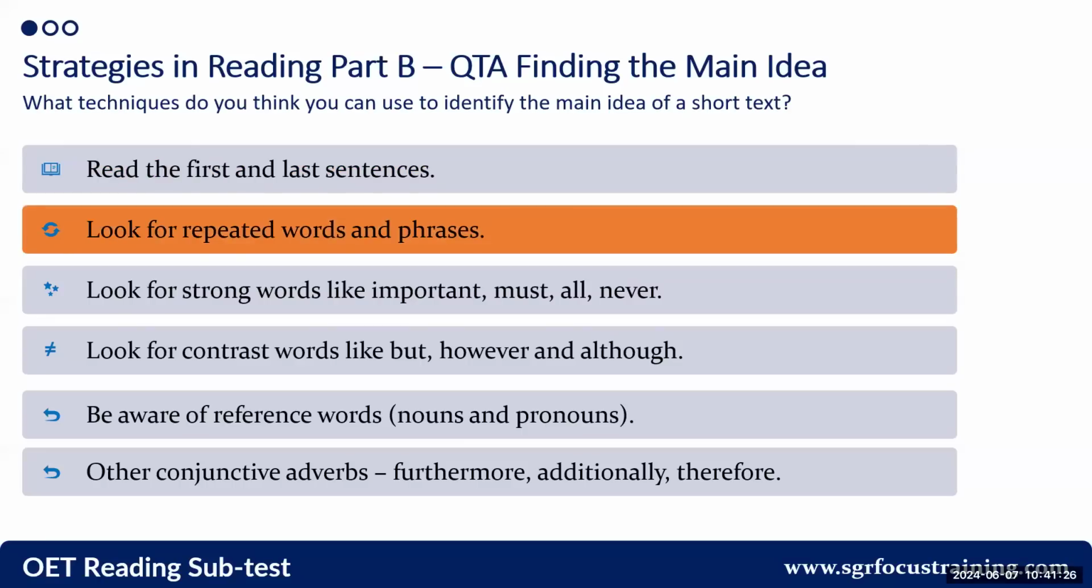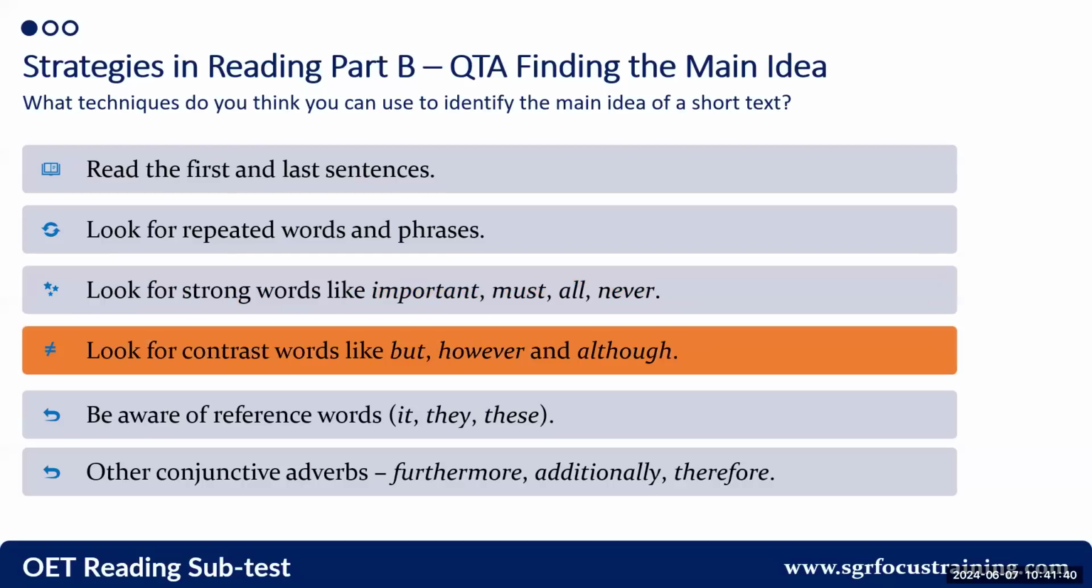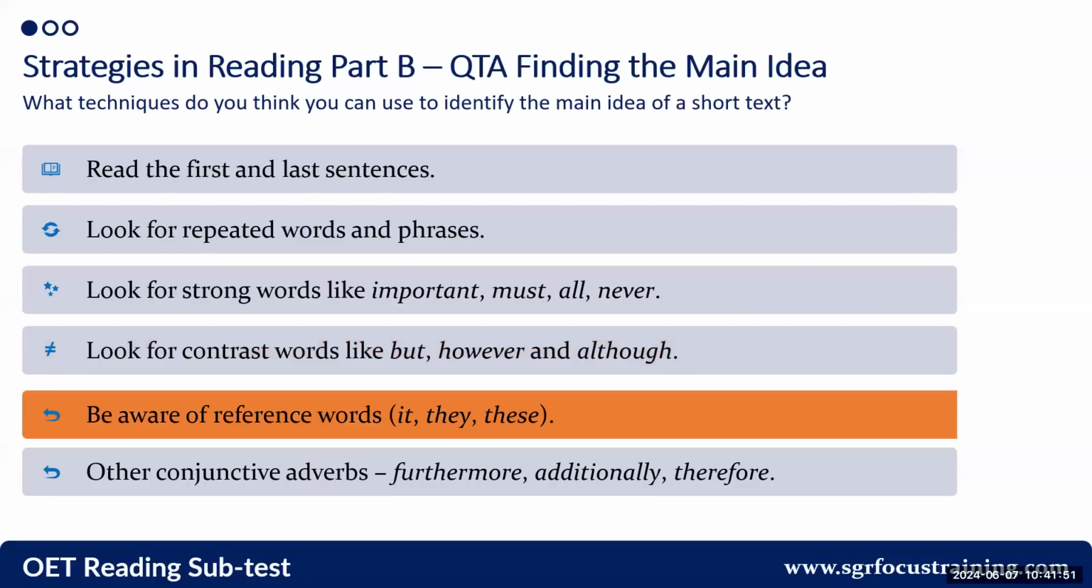Repeated words and phrases usually indicate the focus of a text, while writers use strong words to emphasize important points, such as must, all, never, important. Contrast words, such as but, however, and although, highlight important differences between ideas. Reference words are helpful in ensuring that we include certain sentences to read to understand meaning.